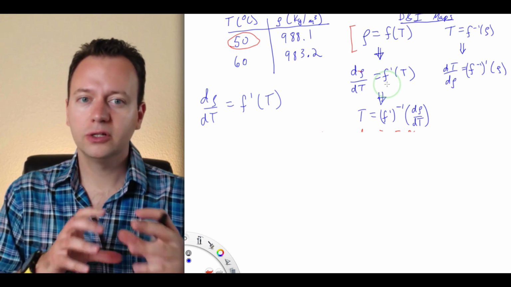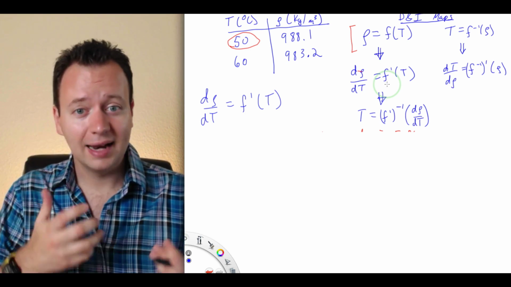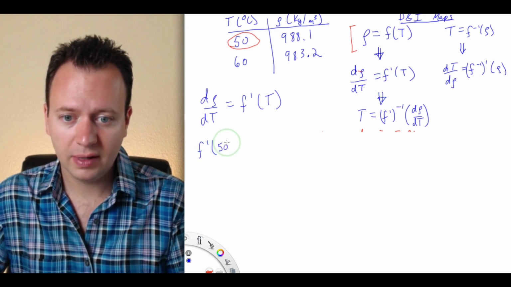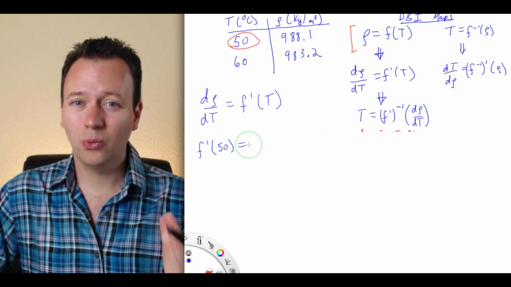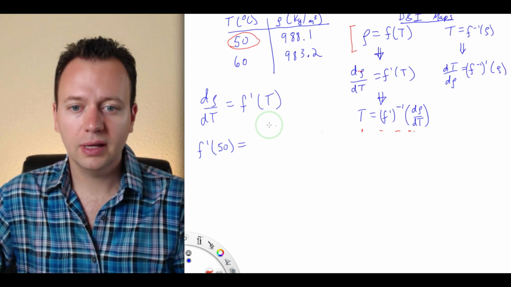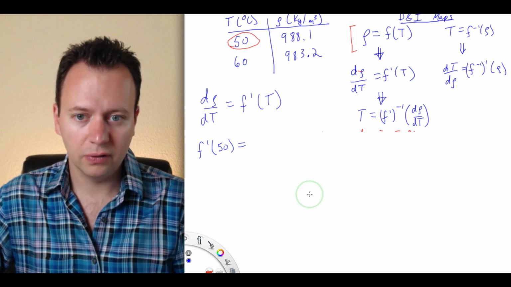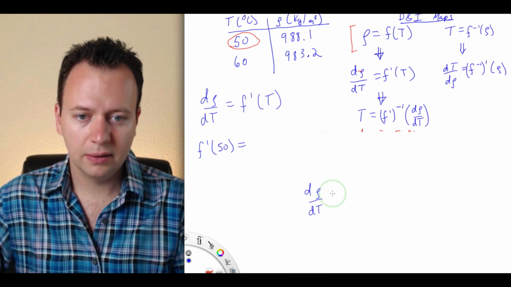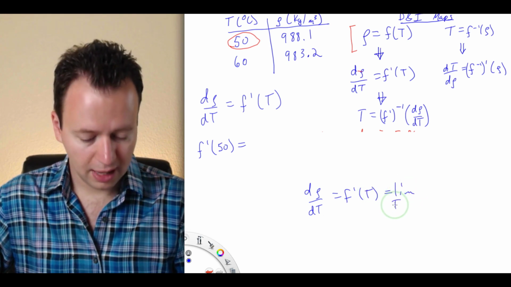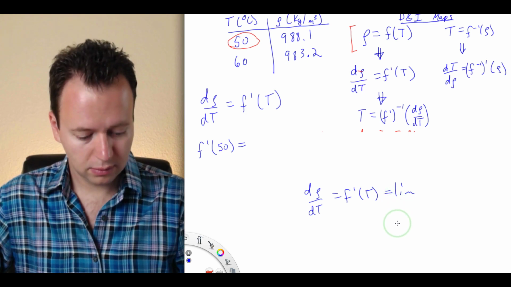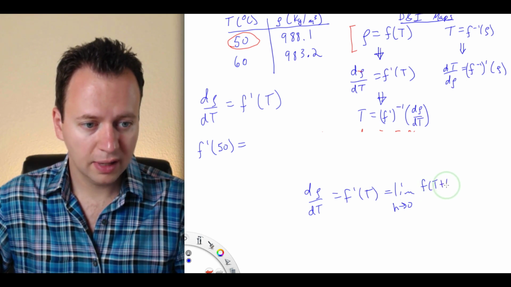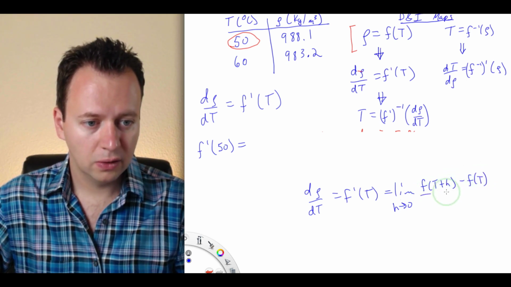So now we're looking at, well, what's the change in density with respect to temperature at a certain temperature? So we want to say something like this. f prime of 50 is equal to something. And we don't have an exact value, but we can approximate it using the information from the table. So recall the definition of the derivative, d rho dt, or f prime of t: this is going to be the limit as h goes to 0 of f of t plus h minus f of t over h.